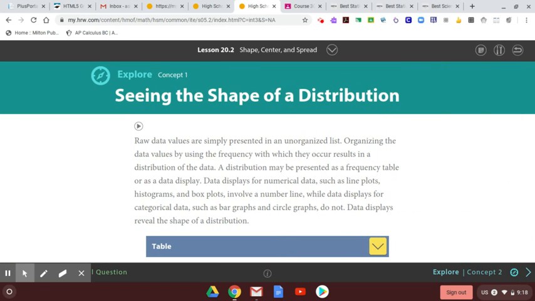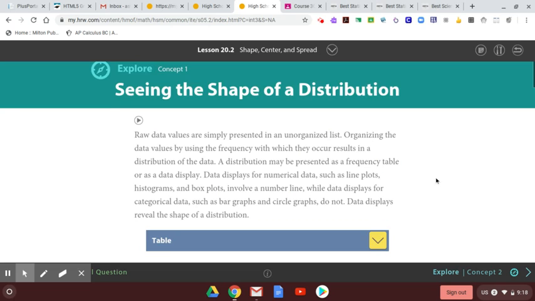So most of the time we're just given raw data, which is usually presented in some type of unorganized list. And we like to organize the data by using the frequency in which they occur. A lot of times we're going to be using a line plot, which is almost like a histogram with little X's marking each time an event happens. And that will give us the shape of the distribution. So once we have the line plot, we look at its shape, and then we can describe the shape of it.